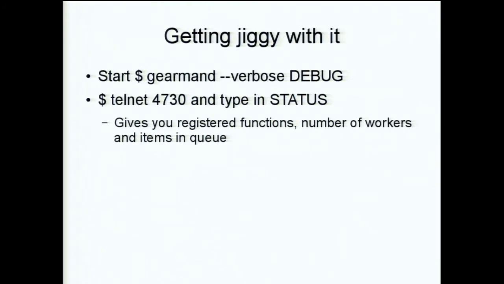Once you've created your client and your worker, the first thing that you want to do is actually try it out. This is a very simple way to debug Gearman, where you telnet into a port when you launch Gearman by the command line using the debug mode. It opens up port 4730, where you can issue very simple commands to check how it's doing. If you use the status message, it's going to give you the registered functions, number of workers and items in queue, and that sort of thing.